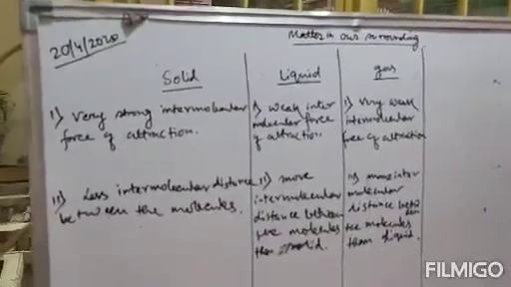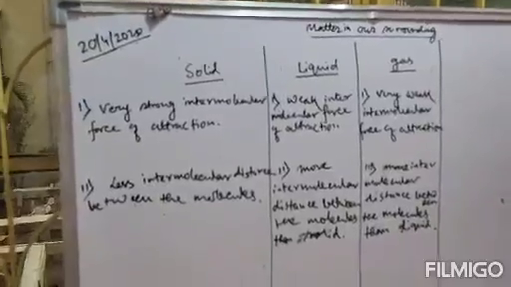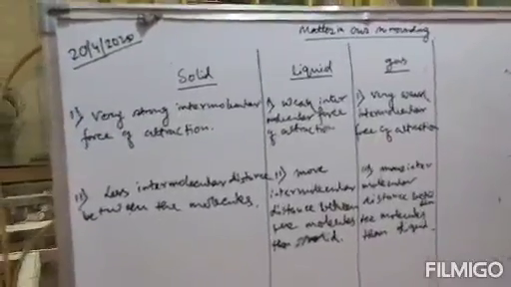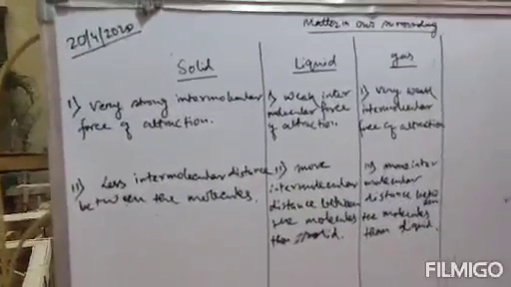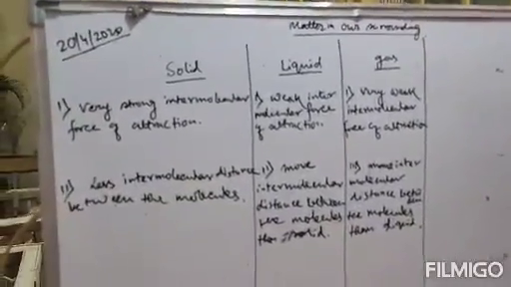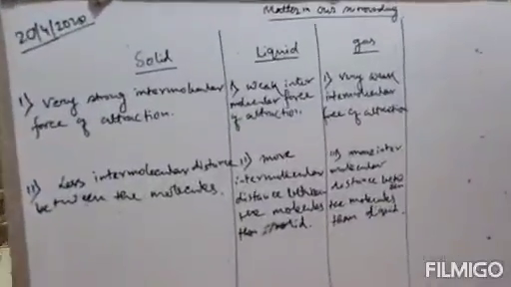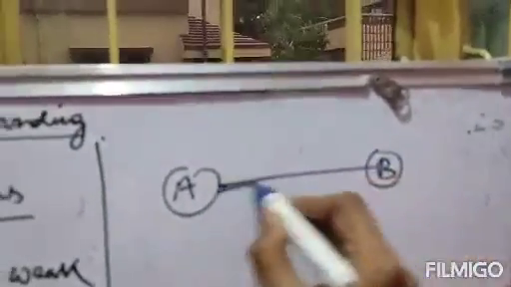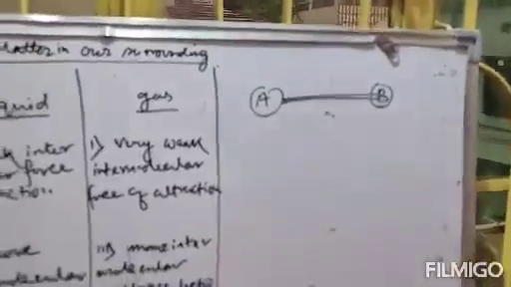So if we summarize this, the intermolecular distance is least in solid and highest in gases. And intermolecular force of attraction is highest in solid and least in gases. Clear? Suppose there are two molecules, molecule A and molecule B. This is the intermolecular distance, the space between the molecules.